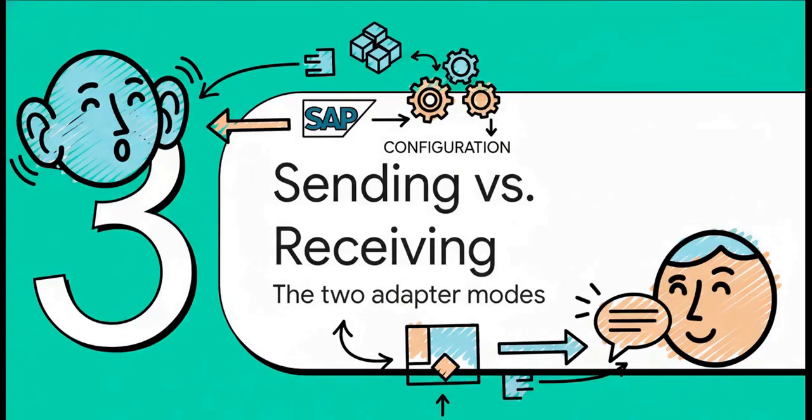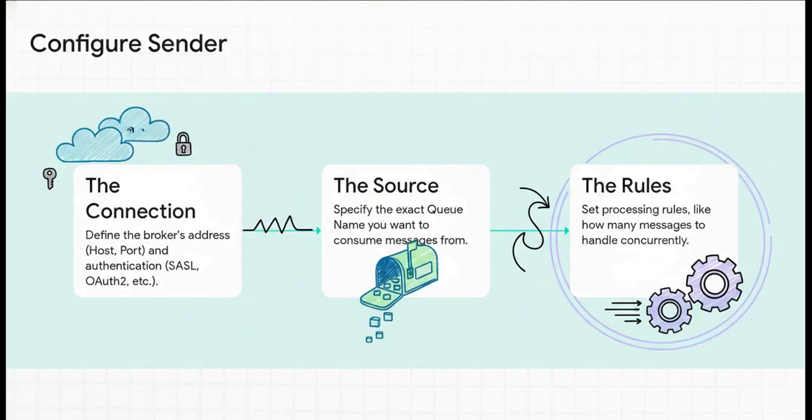So let's dig a little deeper into those two personalities. How do you actually set them up to listen and talk the right way? The details matter. When you're configuring the sender, our listener, it really boils down to three things. First, the connection. You just tell it the address of the message broker and how to log in securely, using things like SASL or OAuth 2. Second is the source. You have to be super specific about which queue or which digital mailbox it's supposed to be listening to. And third, you set the rules. This is where you define its behavior, like how many messages it should try to handle at the same time.